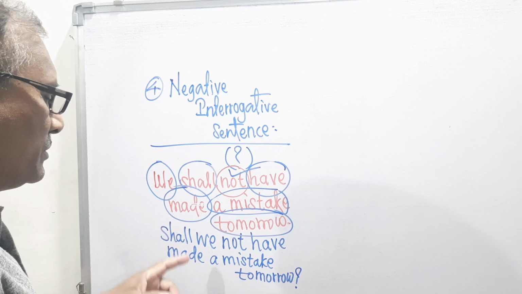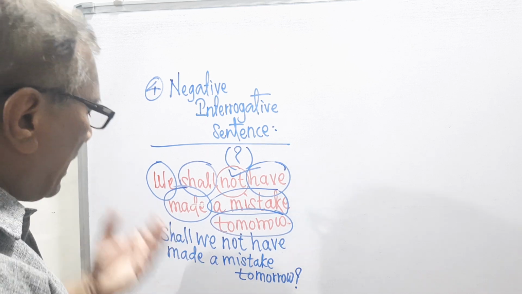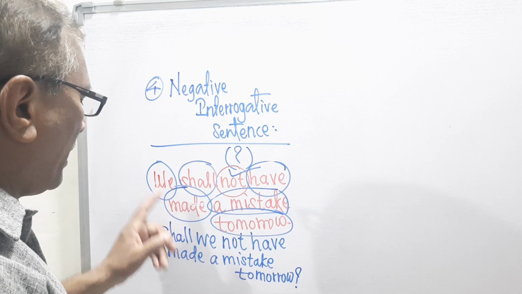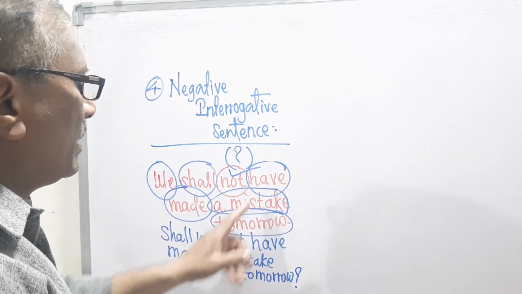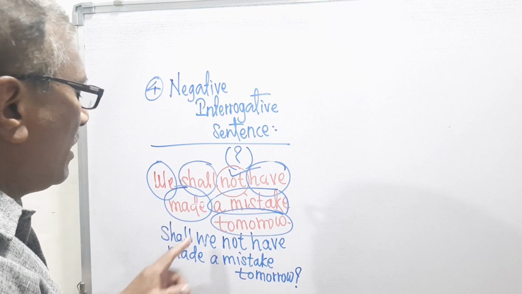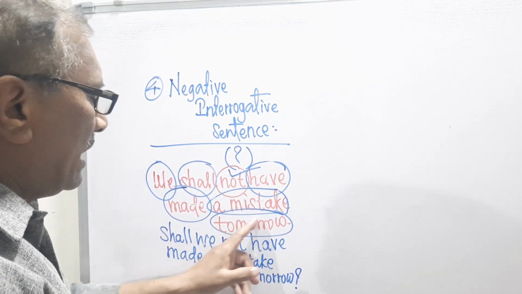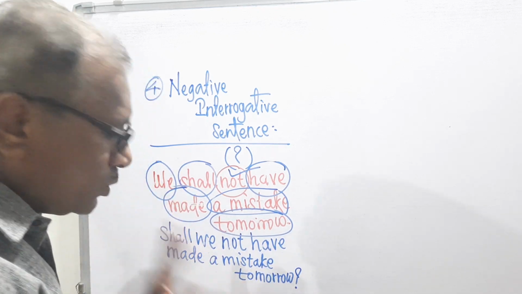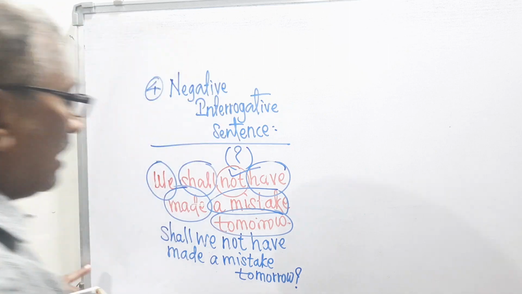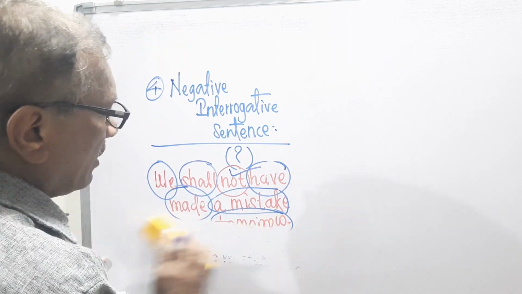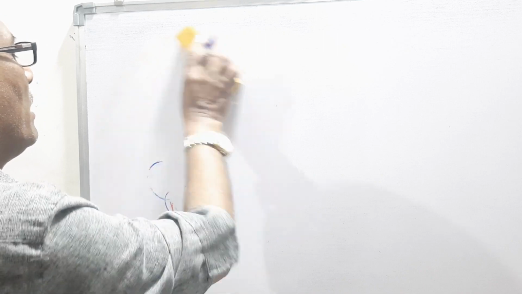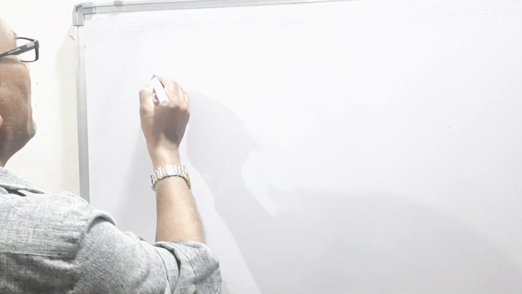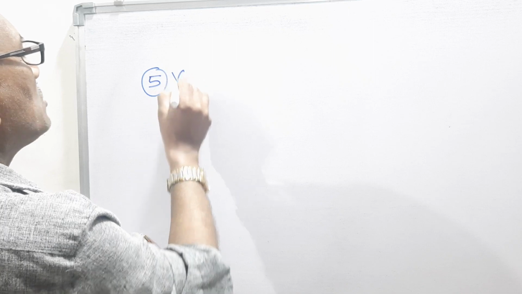So remember how that question is made. I will tell you again. Take shall, then take verb, then take not, then take have, then take PP, then take an object, and then take the complement, and then take the question mark. So always do like this. When you do like this, you will prepare the sentences properly, and you will speak your English very, very properly. So remember, the last point here is yes-no type questions and answers.